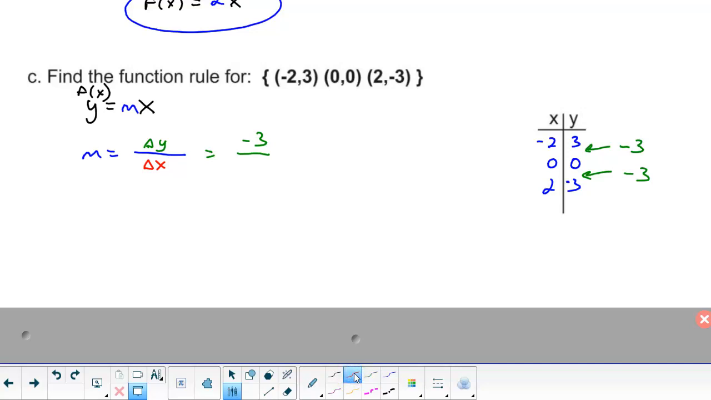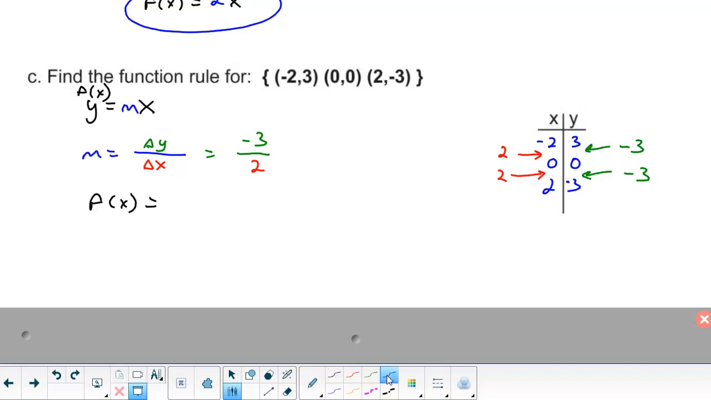Let's take a look at what happens to our x's. Our horizontal change. -2 to 0 is +2, right? And 0 to 2 is +2. Good. So what's our horizontal change? 2. What's our slope? -3/2. Write the function rule. f(x) equals.